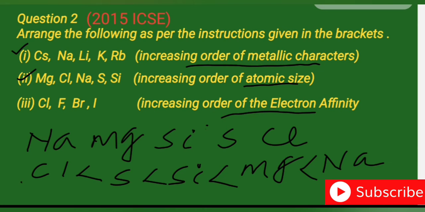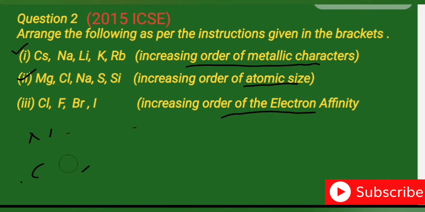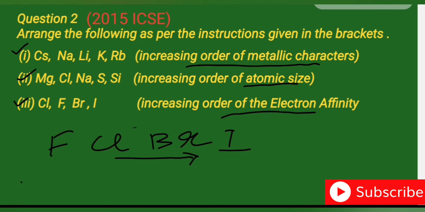Is it clear, children? So the first trick is that when you get this type of question, please try to write whether it is from a group or from a particular period. Now the third bit is chlorine, fluorine, bromine, iodine. So we will write it is from a particular group. So fluorine, then chlorine, then bromine, then iodine. I have written the group from top to bottom, or moving down a group, down the group.